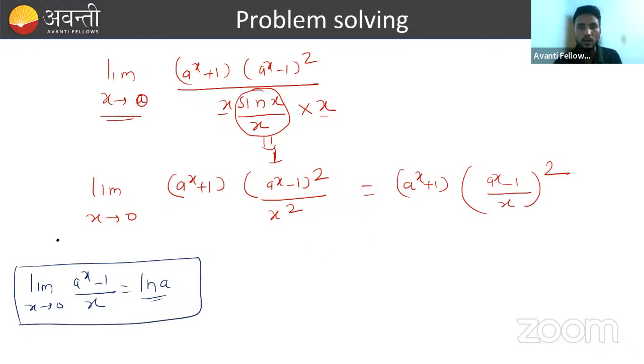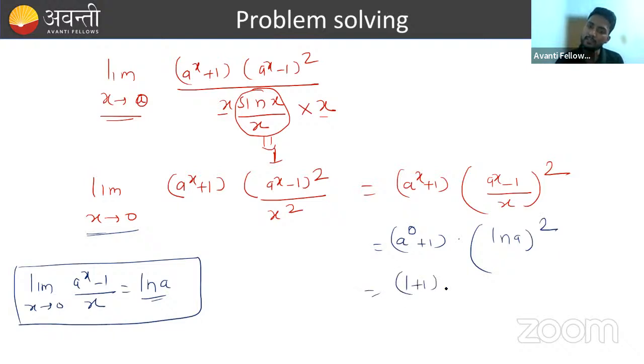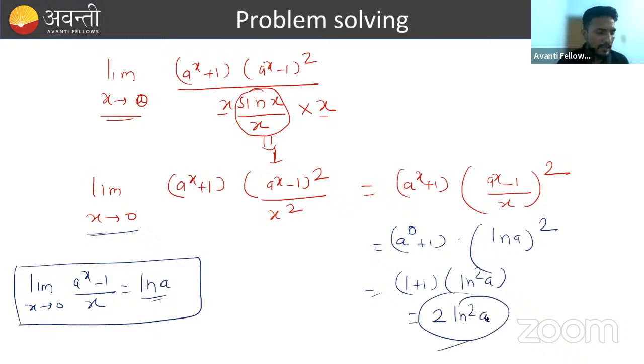Okay, so now after putting x tending to 0, this will be a to the power 0 plus 1, and this will be ln a whole square. So this is a to the power 0, that is 1, plus 1, and this is ln square a. So this is 2 ln square a. Is it clear, everyone? 2 ln square a.